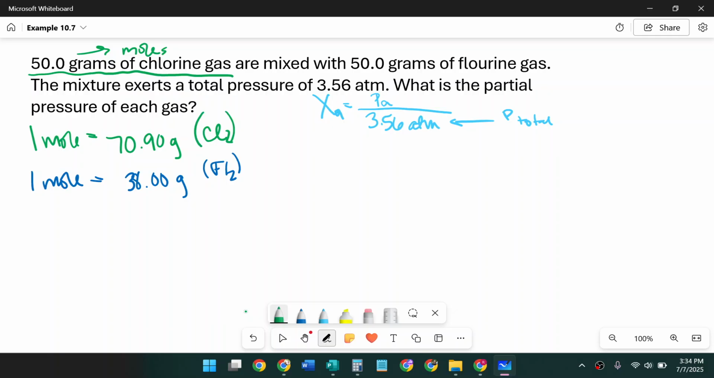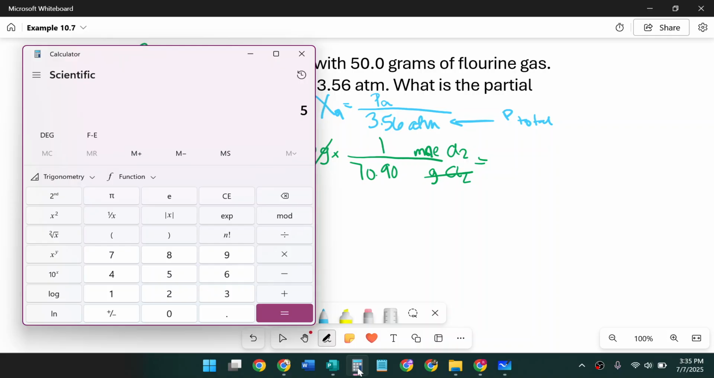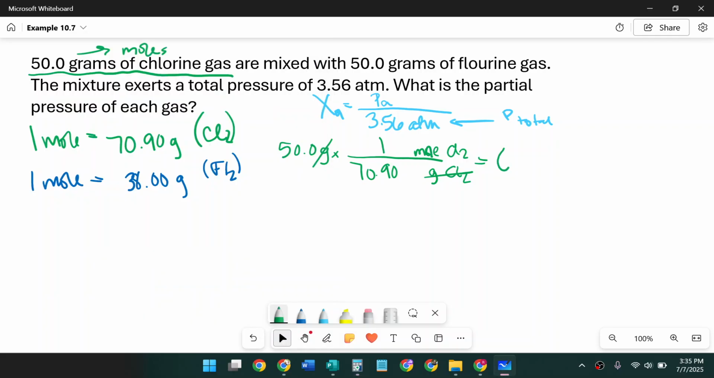All right, so let's start with this one. So we have 50 grams, and we're going to multiply that by the number of grams in a mole of chlorine gas. So 1 mole, 70.90 grams. Our grams will cancel, and we're going to keep 3 significant figures with this. So 50 divided by 70.90. So 0.705. And that is the number of moles we have of our chlorine gas.